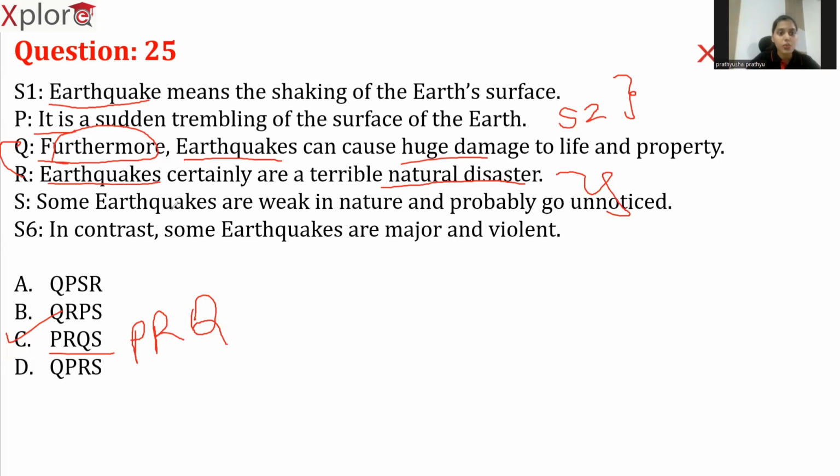Some earthquakes are weak in nature and probably go unnoticed. S is the last statement, meaning statement 5. Why? Because here you have used the term in contrast. So in S, what are you saying? Few earthquakes, we don't even notice that there is an earthquake. Few are very weak in nature, so we don't even notice it.